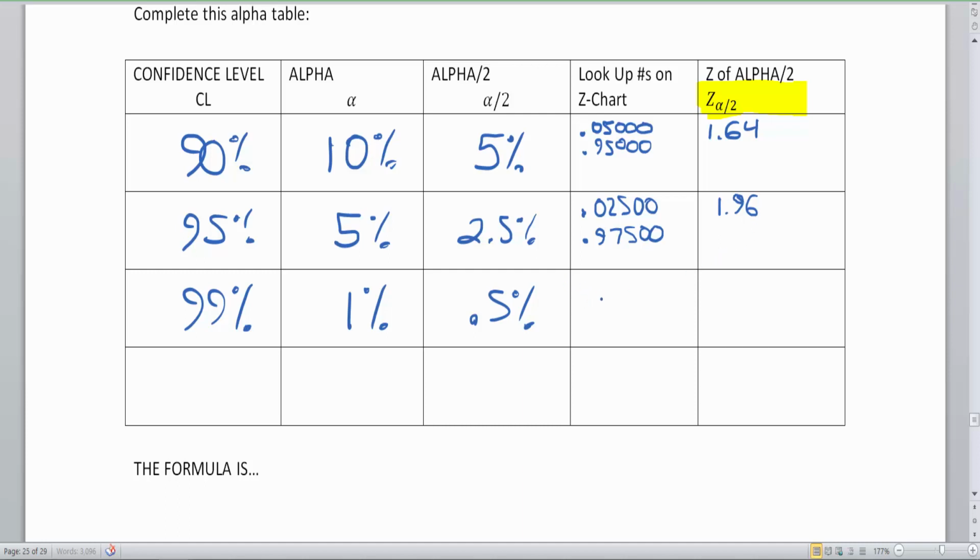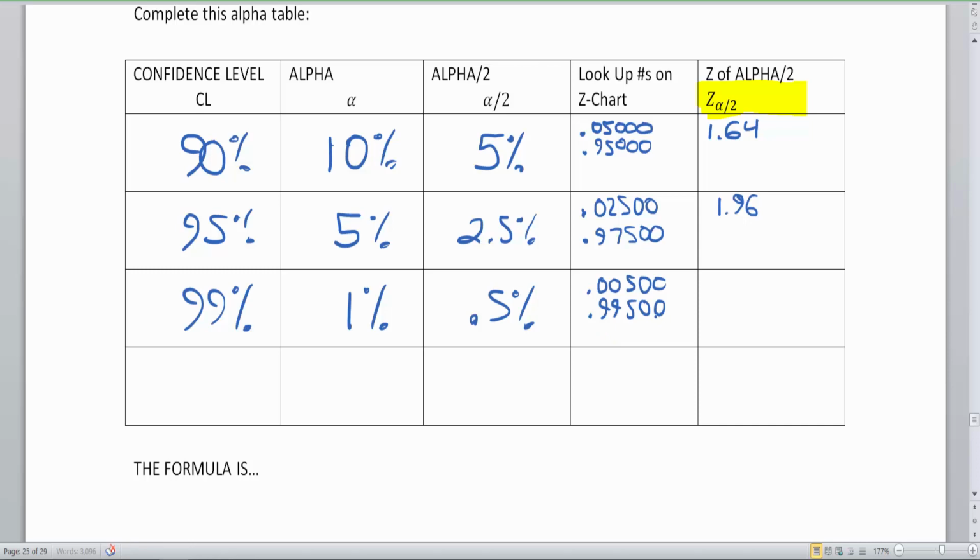Now, I'd like you to try to write your lookup numbers here, because this is going to be 0.05, which is 0.005, and we add two more zeros because my Z-chart has 5 numbers, and the complement of that would be 99500.